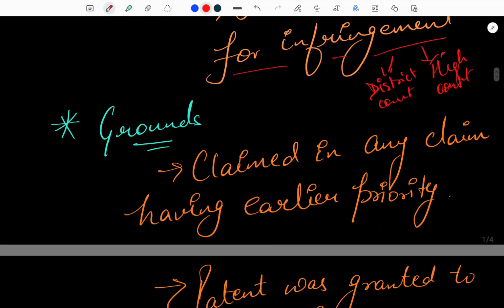There are certain grounds in section 64 based on which you can claim the revocation. The first and foremost ground is that the claimed invention is claimed in any of the claims of an earlier priority. For example, there's a non-patent literature which has an earlier priority, or it has been in the public domain prior to your current patent. In that case, that becomes one of the grounds of revocation of the patent.